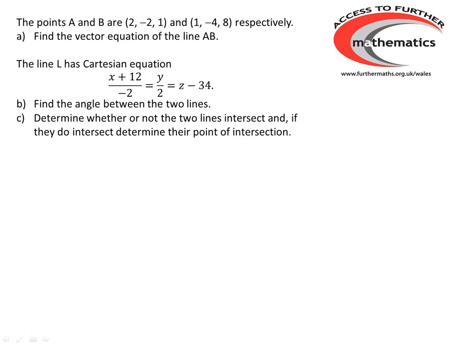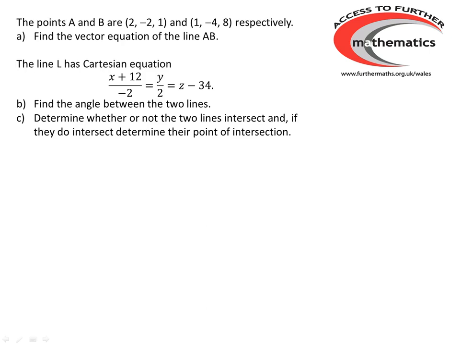So now let's move on and start looking at some examples. In the first example we've got the points A and B are (2, -2, 1) and (1, -4, 8). We've got to find the vector equation of the line AB first of all. We then have a second line L, which has Cartesian equation (x plus 12) over -2 equals y over 2 equals z minus 34. We have to find the angle between the two lines, and we have to determine whether or not the two lines intersect, and if they do intersect, determine their point of intersection.